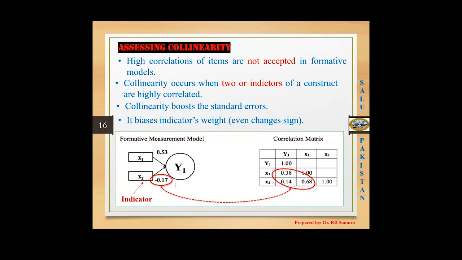Now see here, X1 and X2. The relationship between these two is 0.68. That means there is a 68% correlation between X1 and X2. That's why you see that the sign of this indicator has changed. Whereas X1 and Y1 have a correlation of 0.38, so the sign has not changed. So these are the results of high correlation between two indicators of the formative latent model.